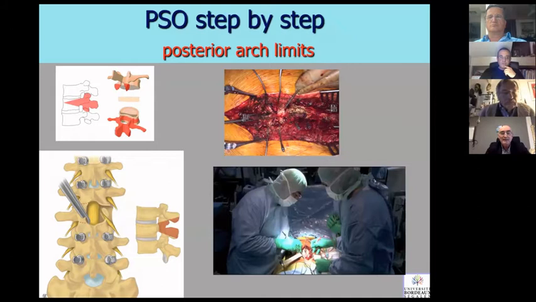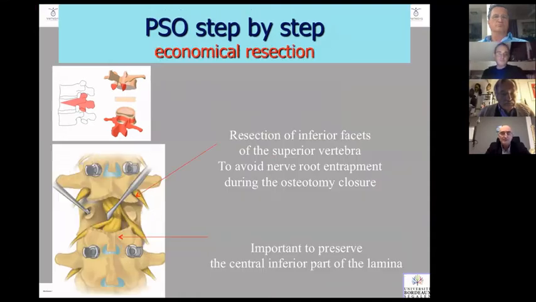If you have already had surgery before, there are some adherences, and it is important to resect the maximum of the fibrous tissue you have there. Because if you have a lot of fibrous tissue, when you close the osteotomy, this fibrous tissue will compress the nerve root. So you have to remove the maximum of the fibrous tissue.